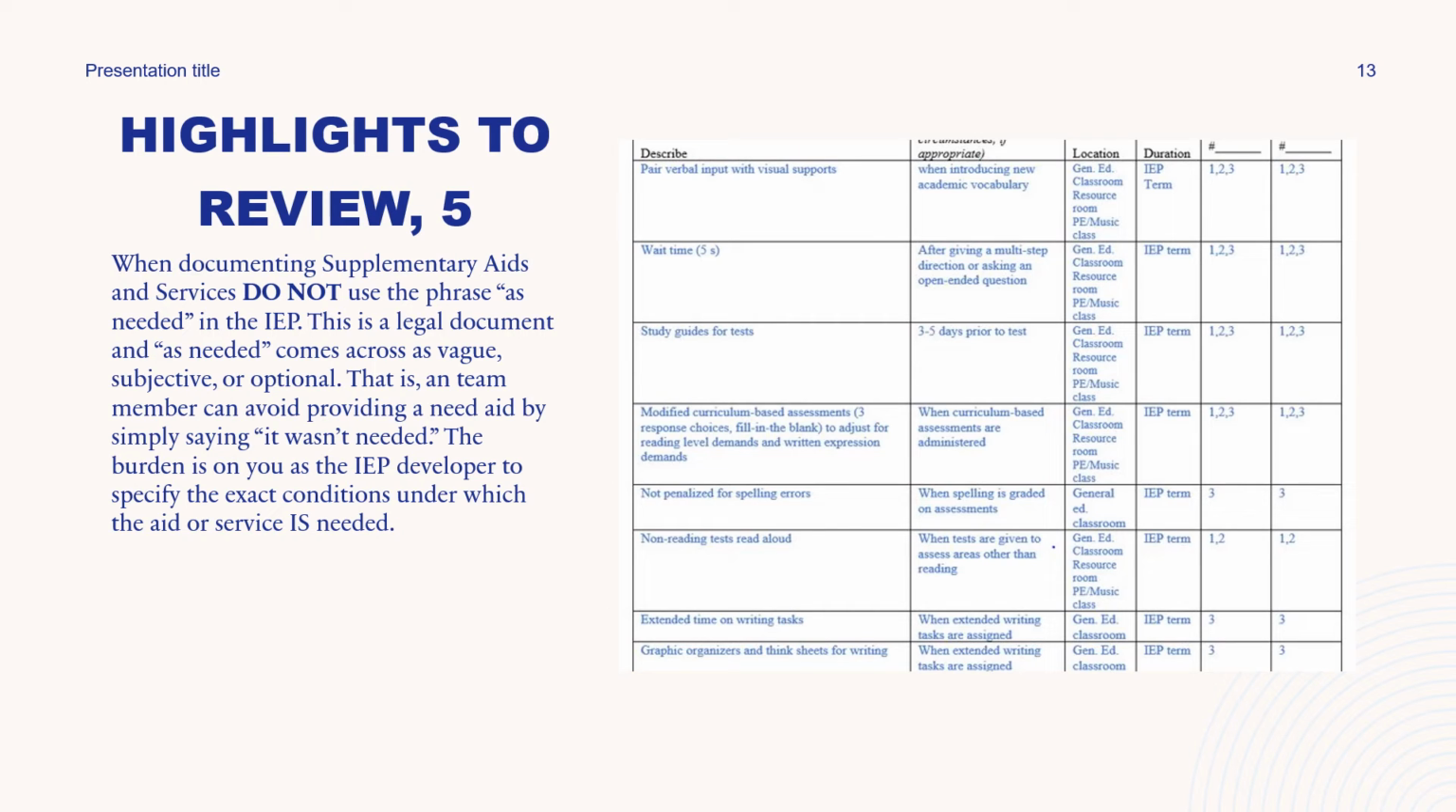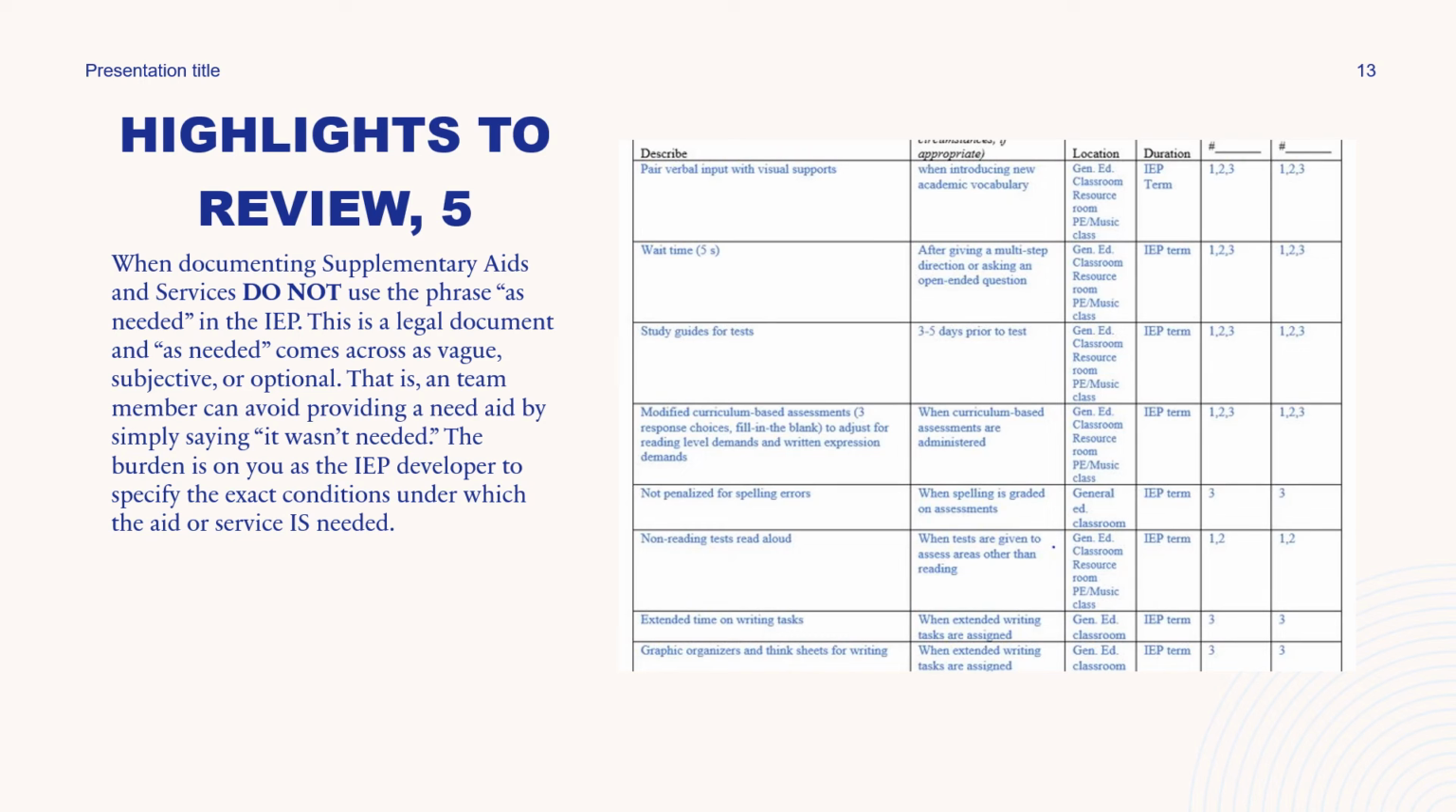Whatever you list as a supplementary aid or service should also have a description of when Maria needs to access that service. Do not use the phrase as needed or when needed. Instead, specify those conditions. So if you're going to say that she needs text-to-speech support, when she needs that is going to be whenever she is given written language material in all content area classes, instead of saying something like as needed in content classes. The thing that makes text-to-speech needed is that she has the expectation to read written language.